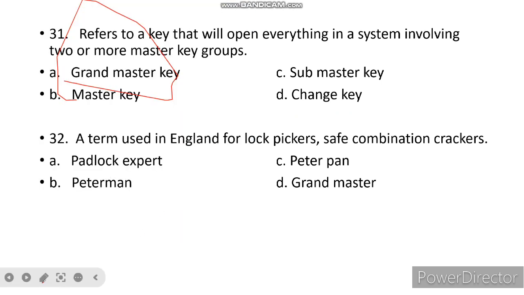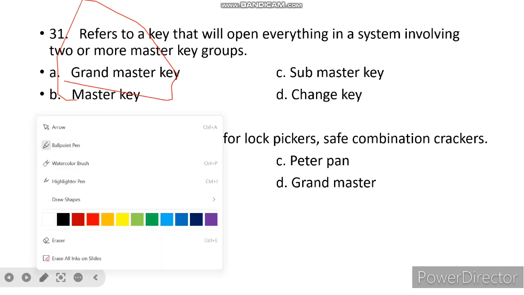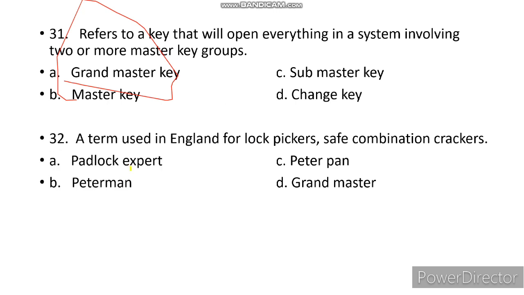I'm gonna change it to highlight pen. What do you think would be highlight pen? Okay, we'll try it here. Oh, it seems a good job.